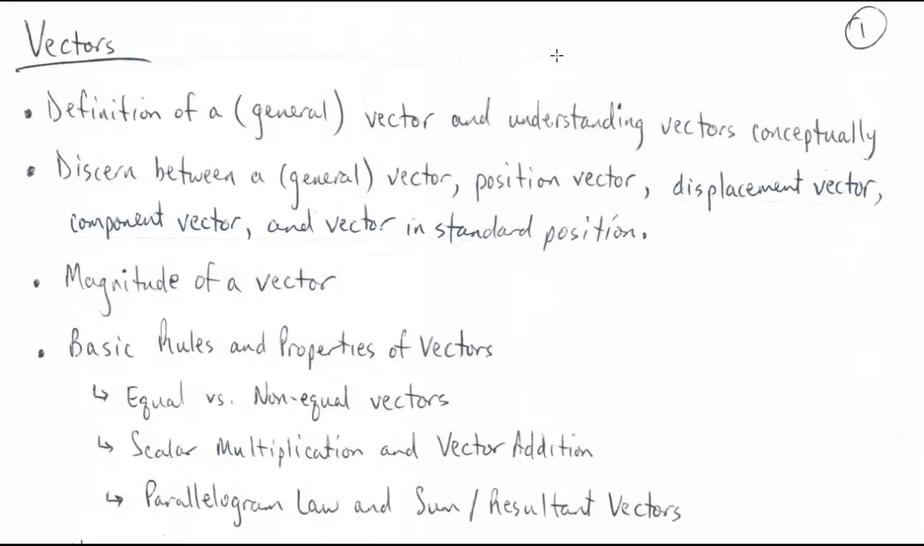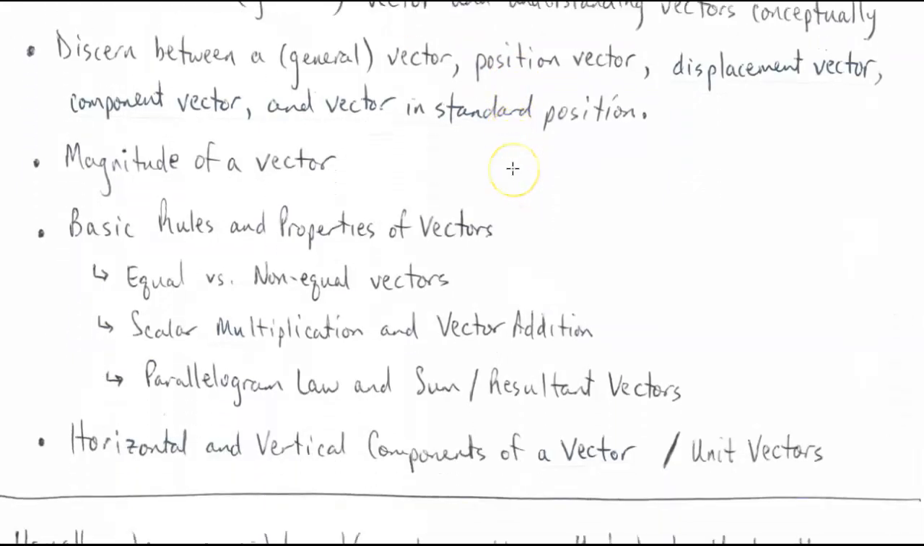We also want to be able to discern between the different types of vectors that we have. The ones that we'll deal with here are mainly a regular or standard vector, a position vector, a displacement vector, a component vector, and a vector in standard position. So we want to see the similarities and differences between those. We do have other types of vectors, but I will cover that in later videos, where I may do some of that in my dot product and cross product videos just to round that out.